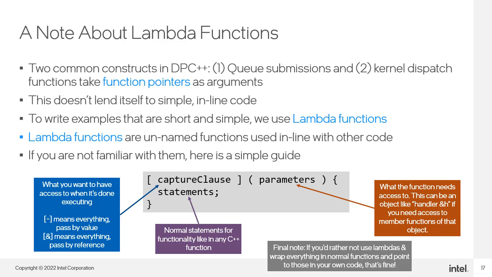Next is the regular parenthesis, which represents the parameters we are passing into the function. Objects like handler are captured in the parenthesis when we need access to the member functions of that object. For instance, the kernel dispatch is a member of the handler class, and we will make a lot of calls to it. So we do not just pass the handler, but we give it a short name to avoid writing handler out in full all the time. Lastly, we open curly braces where we put the normal statements for functionality like in any C++ function.